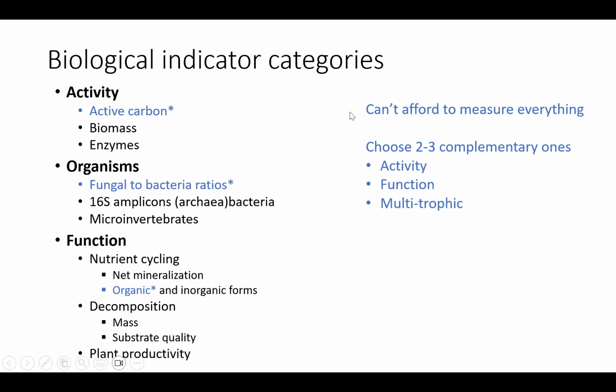Labor turns into cost. So ideally, it'd be great to measure all of these, but there's no way we can really afford to measure everything. So we need to pick which ones make the most sense for our goals, or what we're after. And what I tend to think about is how we can pick two or three out of these groups, but make sure they're complementary to each other and telling us different things.